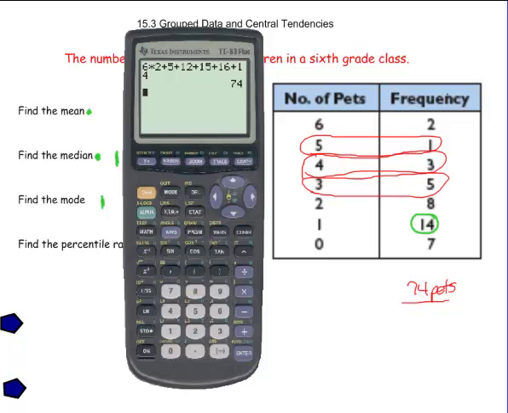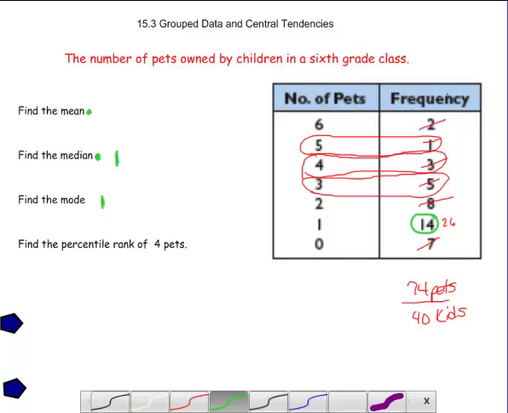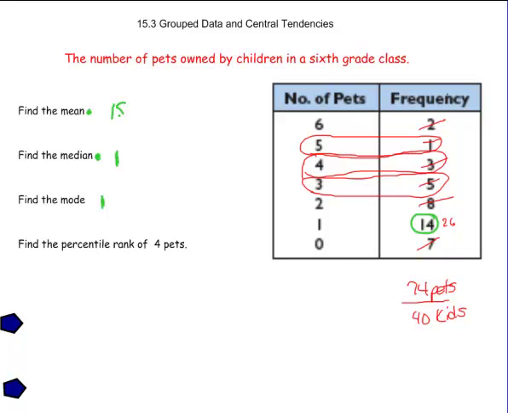And we still have to divide by how many kids we surveyed. And if we add this up real quick, 3, 6, 11, 11 and 8 is 19, 19 and 7 is 26, 26 and 14 is 40. So we have 40 kids. 74 divided by 40 means each kid had an average of 1.85 pets. A little freaky, but that's what an average does to you.